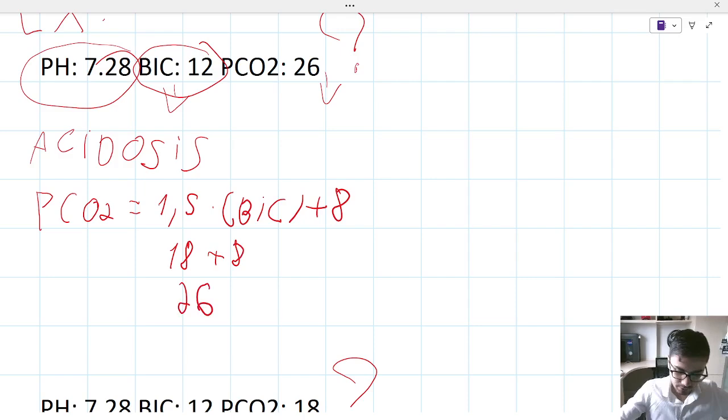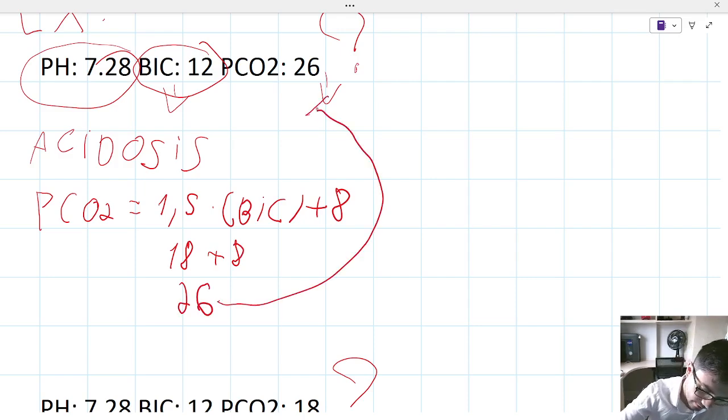Oh, Pedro, but 26 is already the value of the PCO2 in here. Okay, so this is a compensation. Okay, the lungs are okay, the lungs are compensating this lower bicarb here. So this is not a mixed disorder, this is only a metabolic acidosis in here.